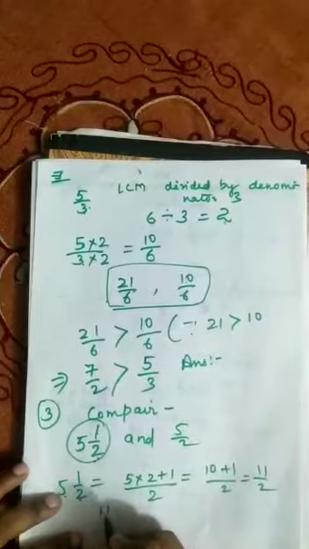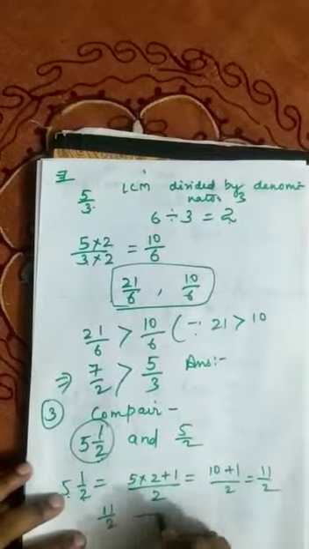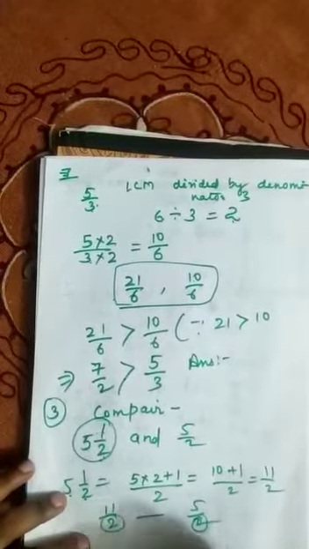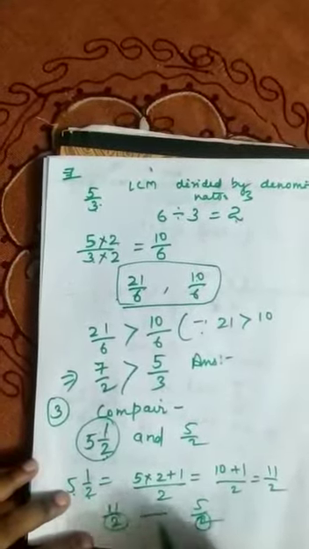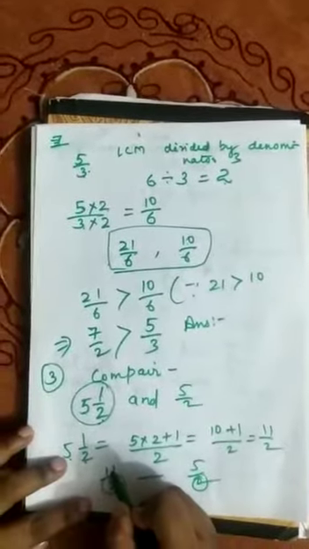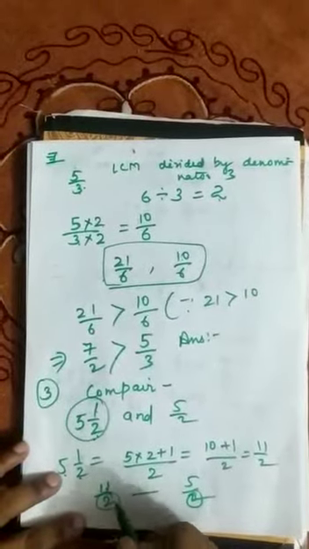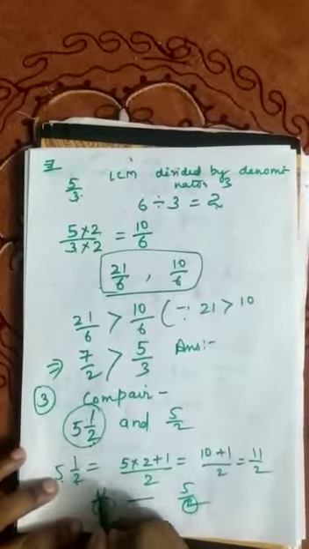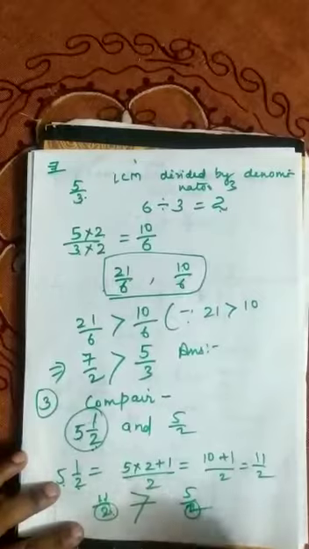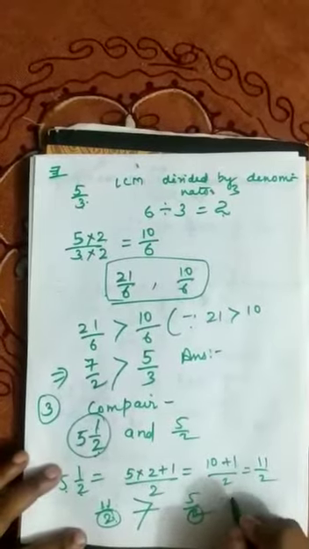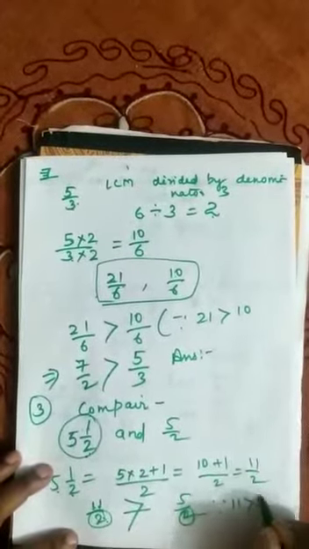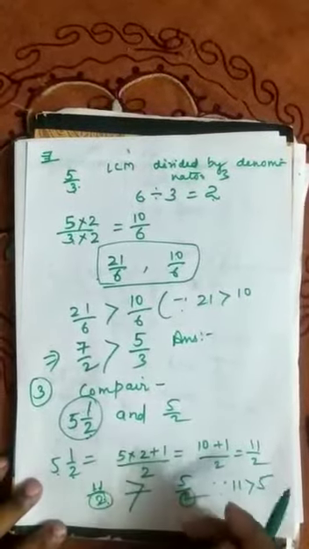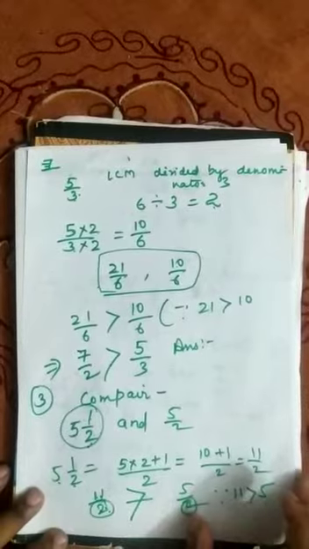Now we can easily compare 11 by 2 and 5 by 2. These denominators are the same, 2 and 2. Now we can compare the numerators: the fractional number which has the greater numerator will be the greater. So 11 is more than 5, so 11 by 2 is more than 5 by 2. Why? Because 11 is more than 5. So similarly, children, you can compare all the pairs of fractional numbers.